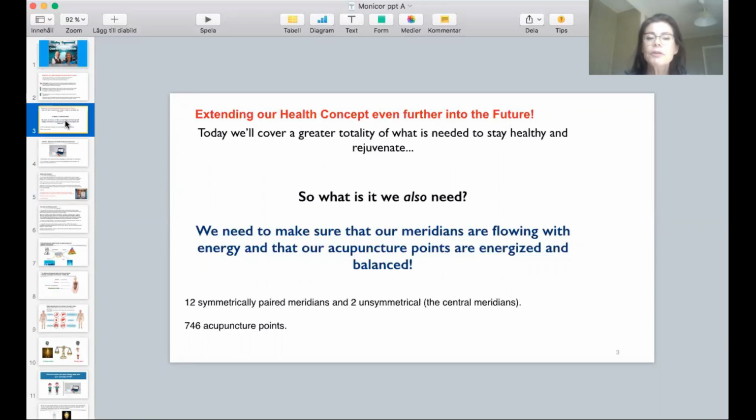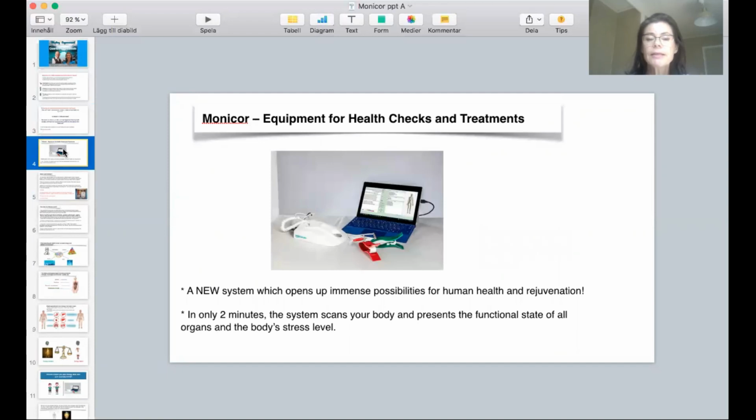So we have to have the energy flowing in these areas, and that's very important, because if the energy is not flowing to the organs and the cells, they don't have enough energy to perform their functions. So in this show, we are going to tell you all about this wonderful system, a new system which opens up immense possibilities for human health and rejuvenation, and it's called the Monicor. It's an equipment for health checks and health treatments.